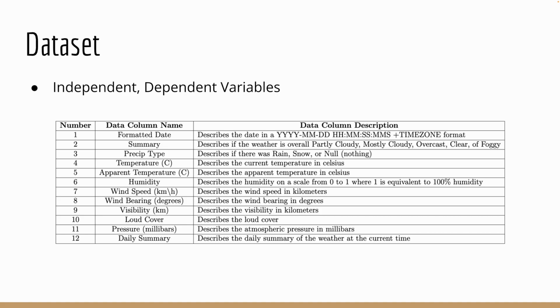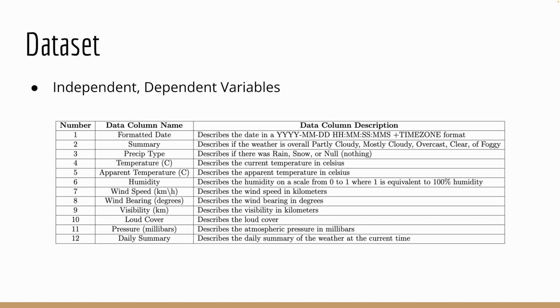The fourth column, which is the most important column and is the dependent variable, is the temperature column in Celsius. The fifth column is the apparent temperature. Next column is humidity. The seventh column is the wind speed in kilometers per hour. The eighth column is wind bearing in degrees. Ninth column is visibility, which is how far out you can look, also in kilometers.